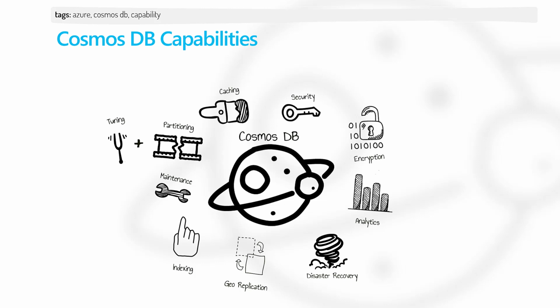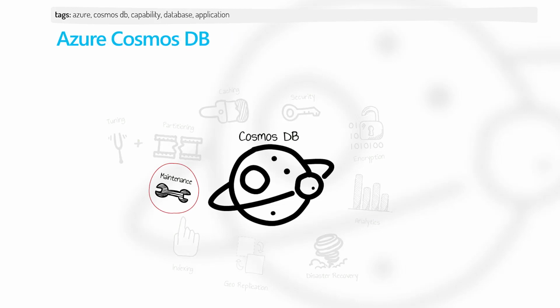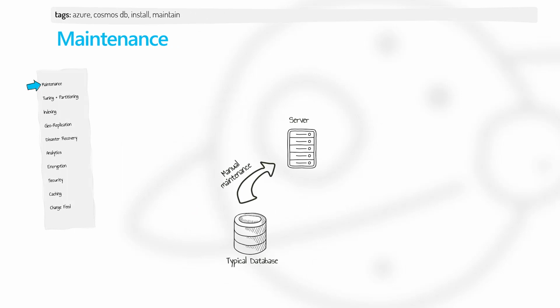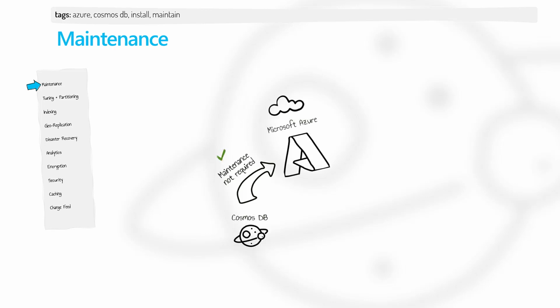The first capability we will address has to do with database maintenance. A typical database is created on a server manually, and both must be maintained by a system admin and a database administrator or DBA, a cumbersome task indeed. Cosmos DB, on the other hand, is maintained behind the scenes after it is provisioned in Azure, requiring only developers to interact with it.